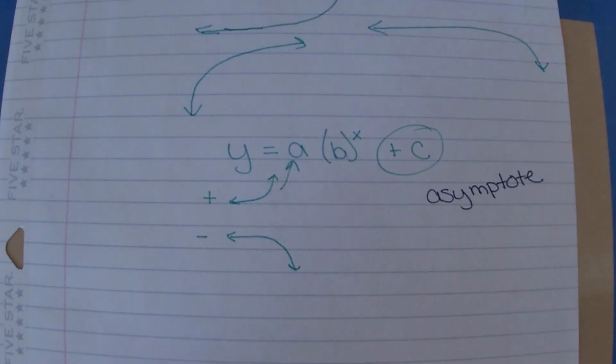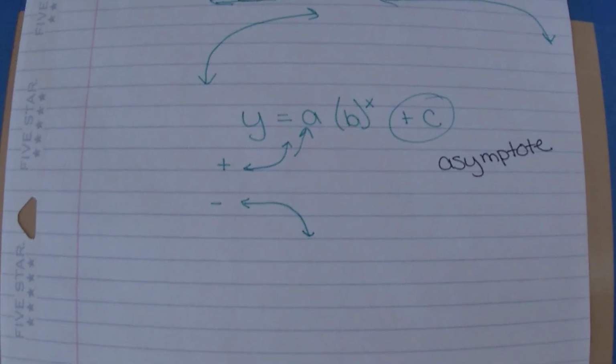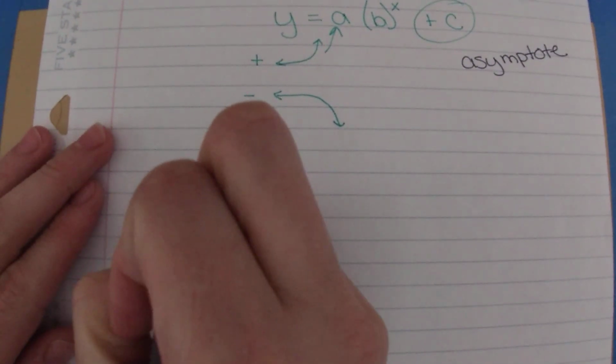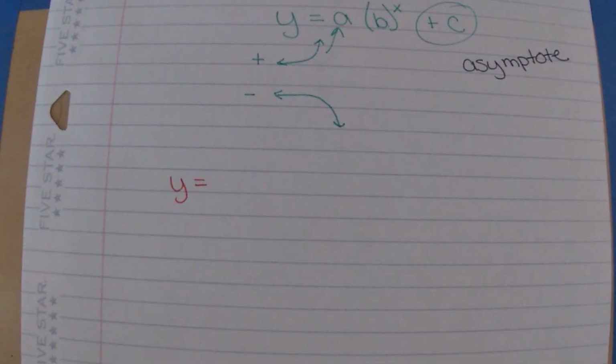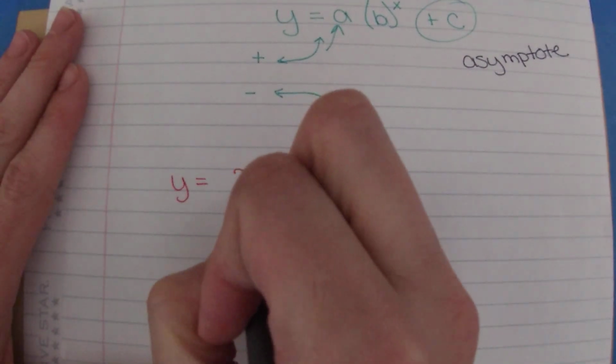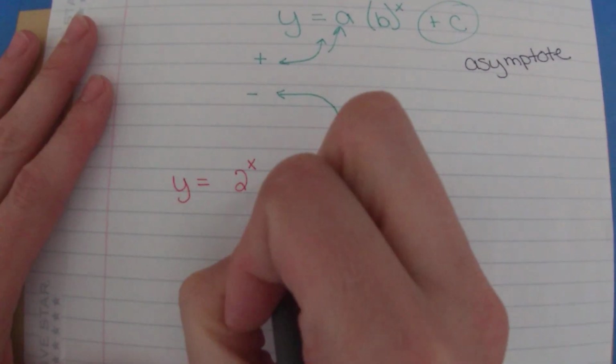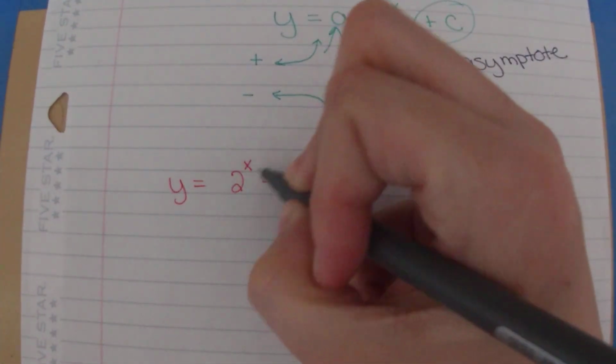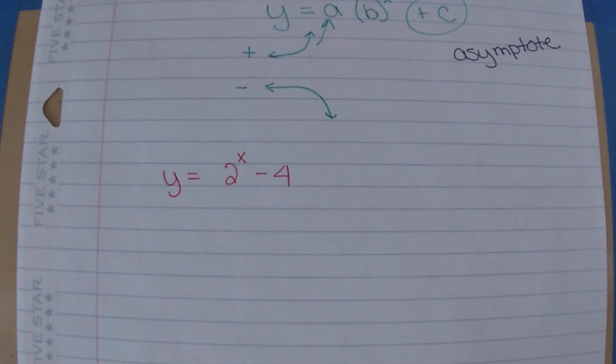Okay. So let's say we now want to graph something. Let's say we are given a very basic exponential equation of y equals 2 to the x minus 4. Okay, we're going to know that this is an exponential function because, again, that exponent is the x.